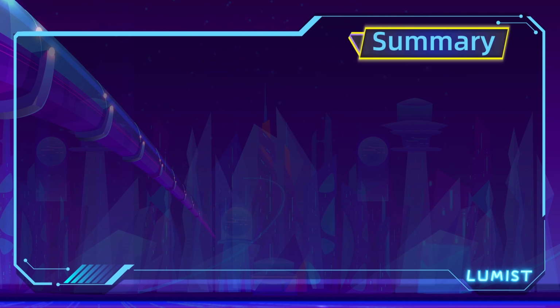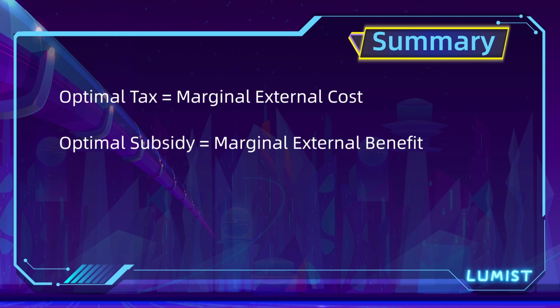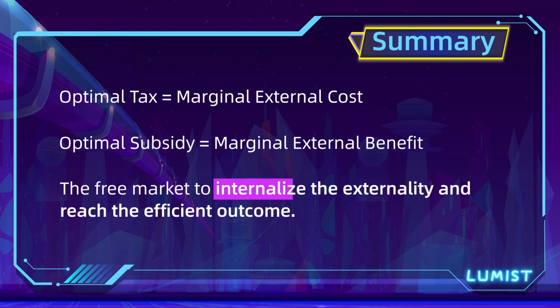Through this video, we have learned that with an optimal level of Pigouvian tax or subsidy, where the tax is equal to the marginal external cost, or the subsidy is equal to the marginal external benefit, we can force the free market to internalize the externality and we can reach the efficient outcome.